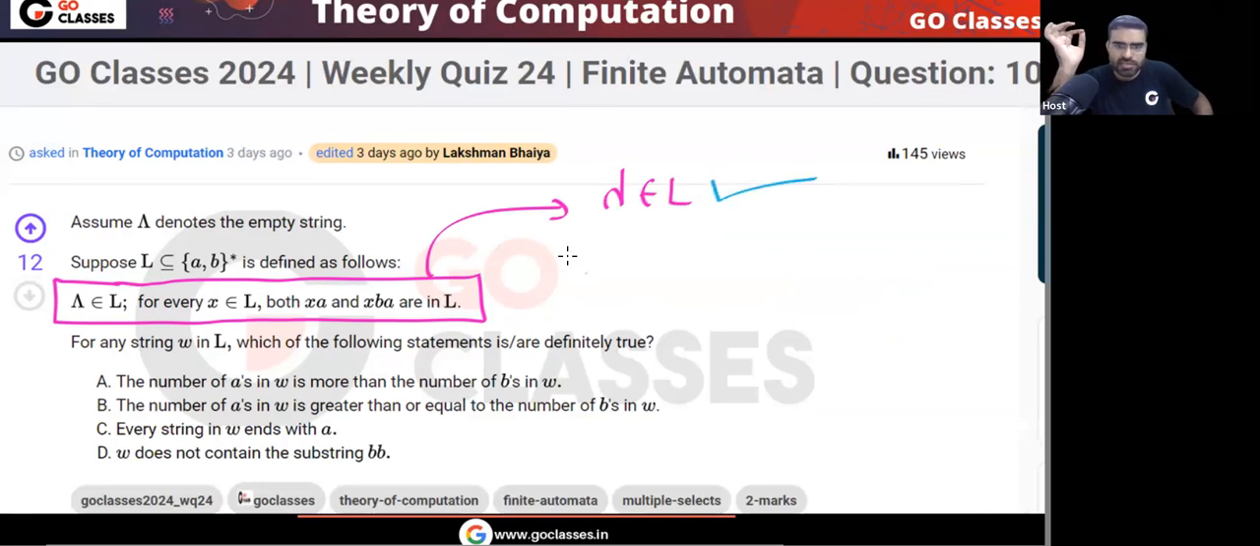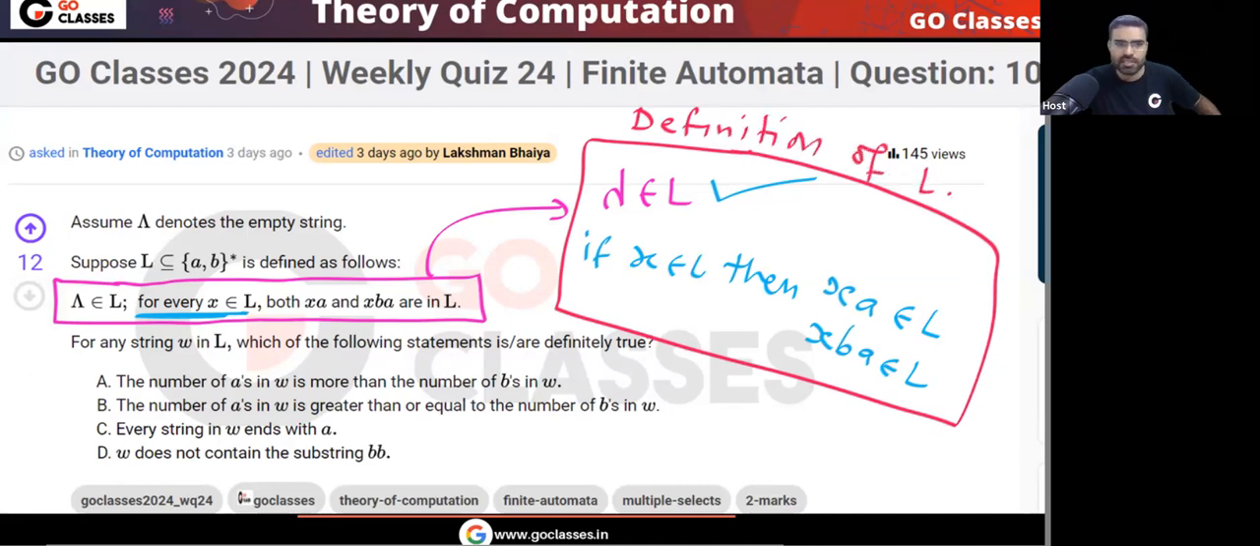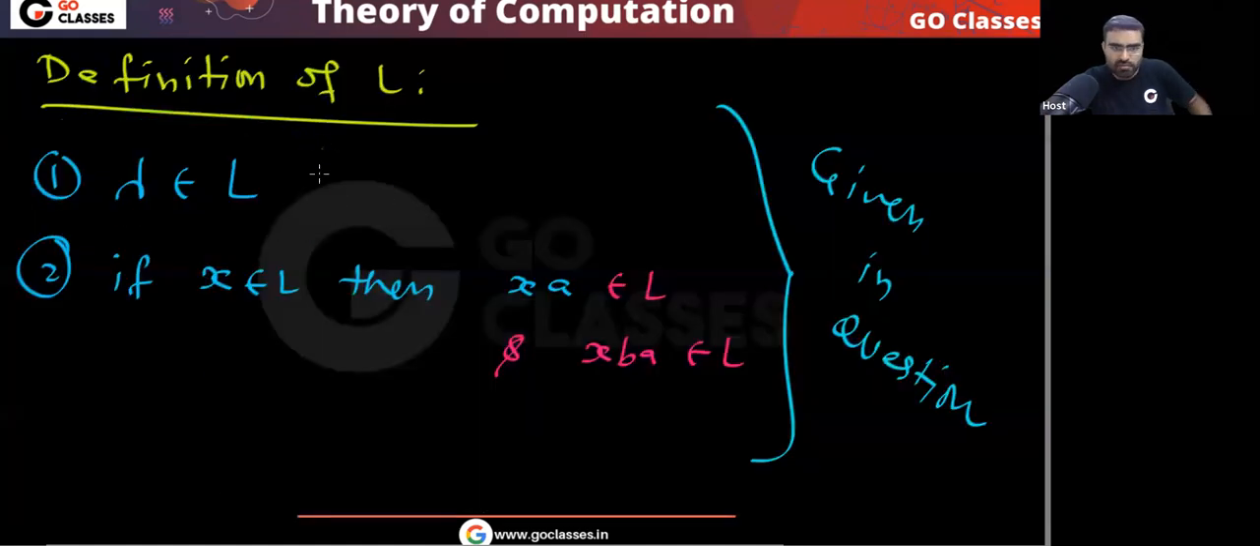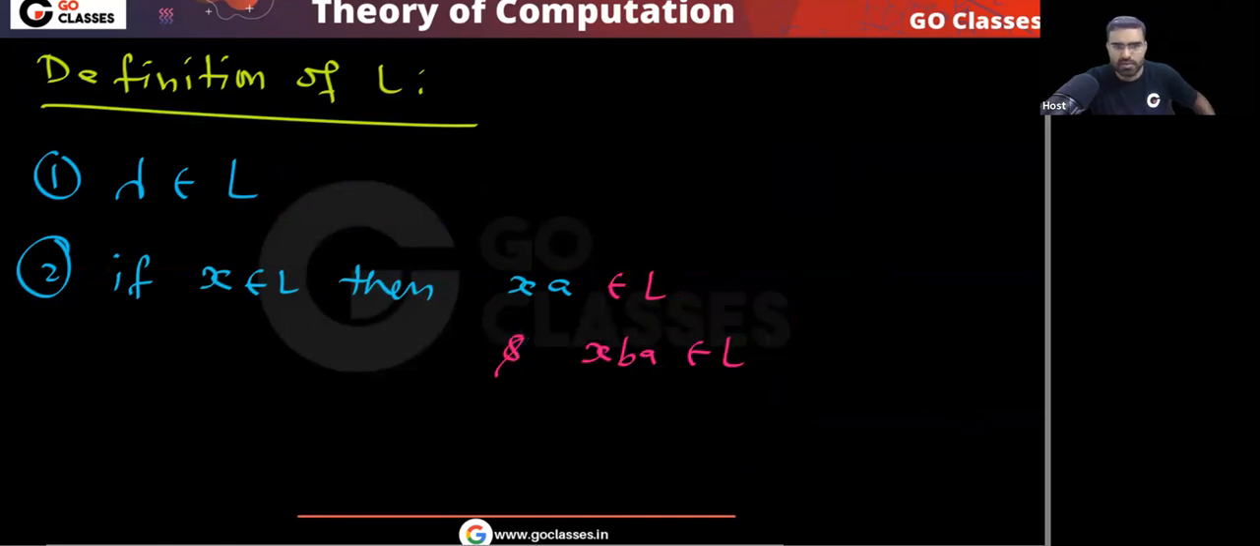Second point, for every X in L, means if X belongs to L, then what will happen? Then XA belongs to L, XBA belongs to L. This is given in the question. This is the definition of L. So the question is saying that the empty string belongs to L. If X belongs to L, then XA also belongs to L, and XBA also belongs to L.